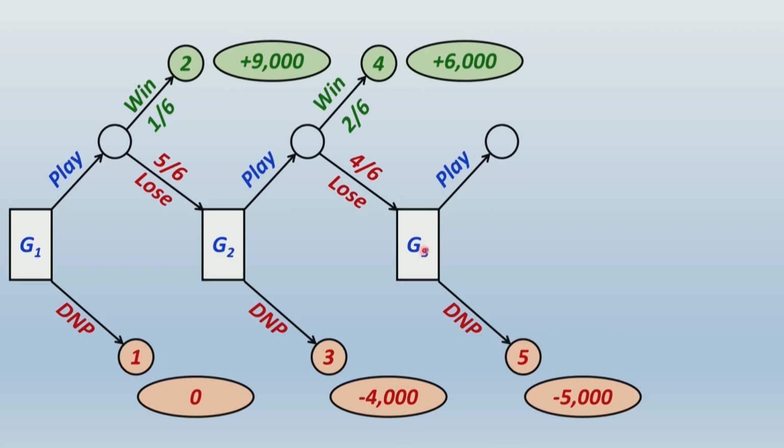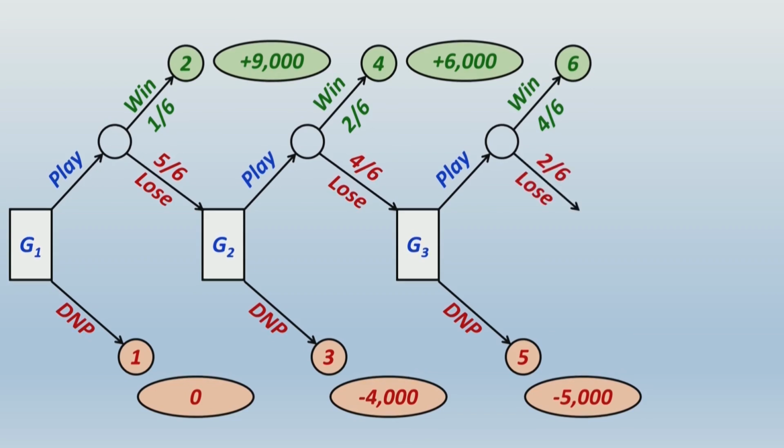At G3 decision point, if she decides not to play, her loss will be 5,000. That is why the EMV over here is minus 5,000. On the other side, at G3, if she decides to play, which is the last game allowed, it will again result in 2 possible outcomes: either win with a probability of 4 by 6 or lose with a probability of 2 by 6.